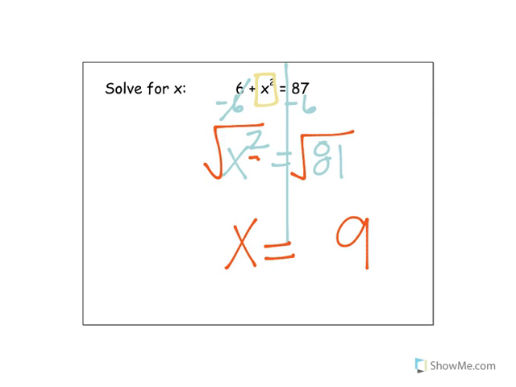And what is that special thing I have to remember when I take the square root? It's that the answer is plus or minus, because negative 9 times negative 9 is positive 81, or positive 9 times positive 9 is positive 81. So get that x squared by itself first, always, and then use that square root to figure out what x is.